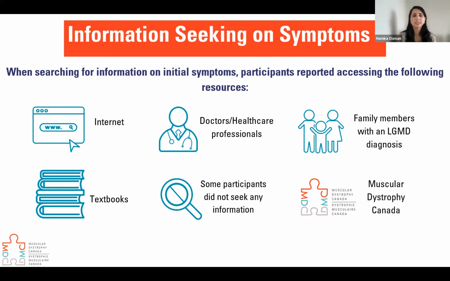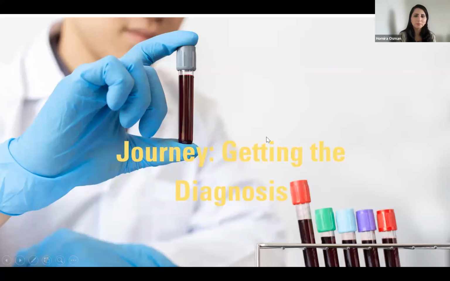And so we said, when you did initially experience these symptoms, where did you look to? And oftentimes people said, well, I looked online. I Googled my symptoms, or I reached out to a healthcare professional. If there was a family history, I asked the person with the confirmed diagnosis. Very few talked about going into books and looking at the literature. Some participants said, I didn't actually look for any information. And some said they looked at Muscular Dystrophy Canada, which would make sense because, again, a lot of those initial symptoms really resemble other neuromuscular conditions that we cover.